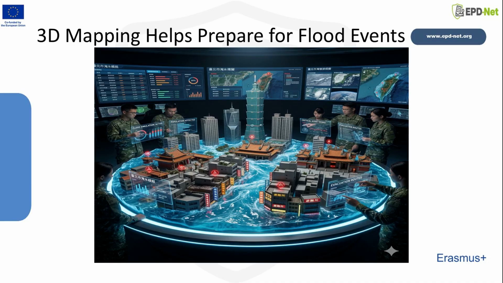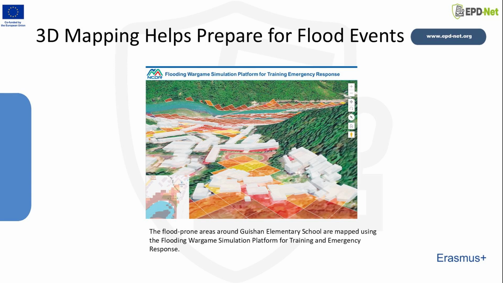during the planning stage. On this slide, you see how the Flooding Wargame Simulation Platform is used to analyze a real location, Guishan Elementary School. To enable this level of analysis, the team first created an optimized 3D model of the city. Using ArcGIS Pro, they combined building footprints, building heights, terrain, and elevation data to generate realistic 3D visualizations of each structure. Once completed, the model was published through ArcGIS Enterprise, and an application was developed on the ArcGIS platform so that teams can easily access and interact with it.